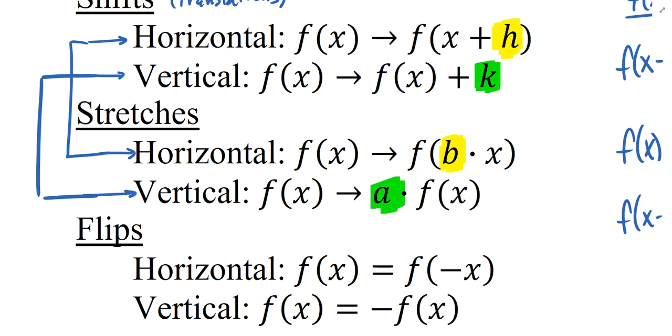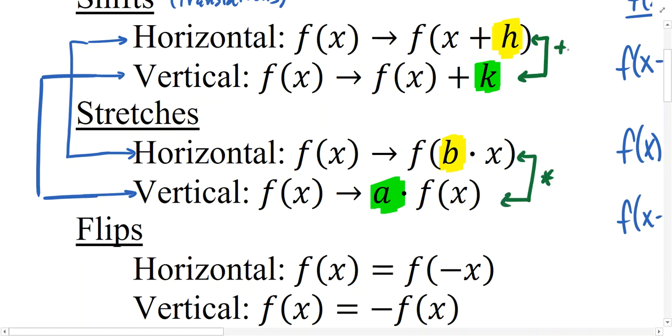And that's a pattern that you certainly can memorize and utilize in the future. Horizontal changes occur on the interior of our grouping symbol, vertical changes occur on the exterior. You may also notice that shifts, as I said before, are accounted for by adding or subtracting our parameter values, whereas stretches occur with multiplication of parameter values, and that will be true in all cases as well.